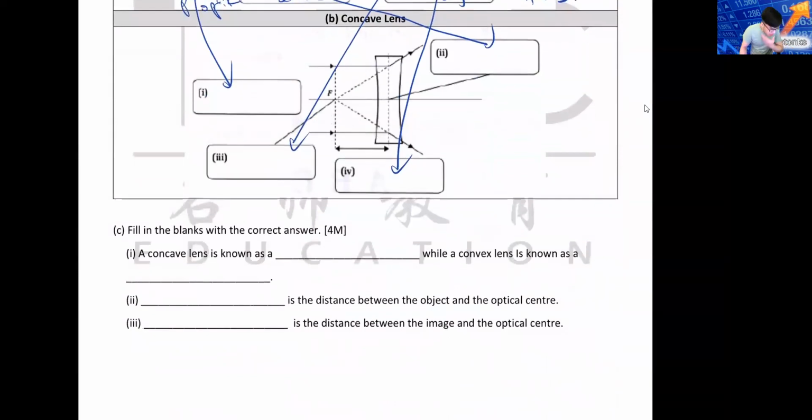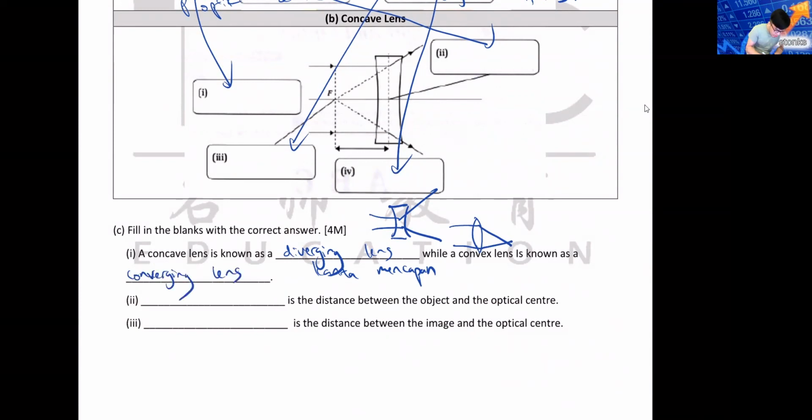Okay, moving on. Let's go to C. Fill in the blanks with the correct answer. A concave lens is known as a concave lens. It's this. They will diverge light, right? So it is a diverging lens. Kanta mencapah. While a convex lens, they do this, they focus light. So it's known as a converging lens. Kanta memfokus, I think.